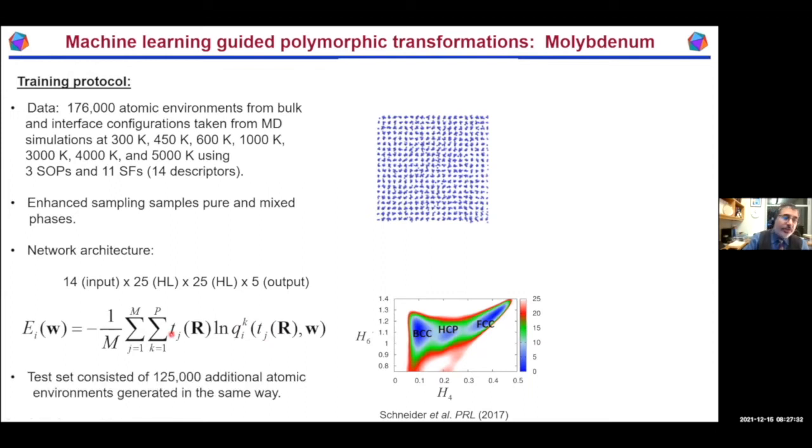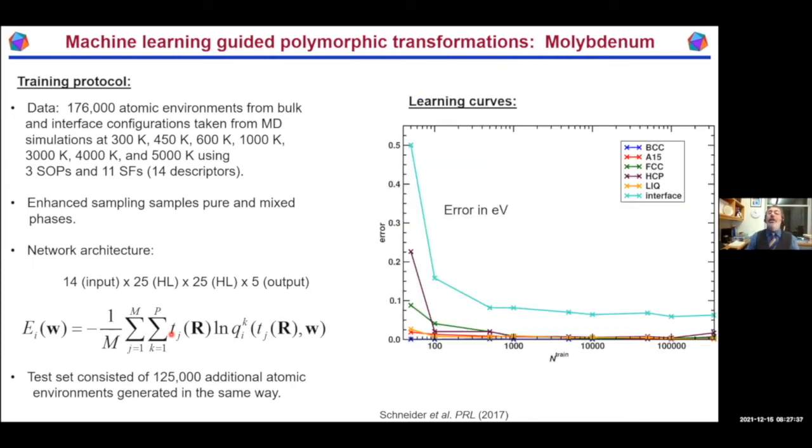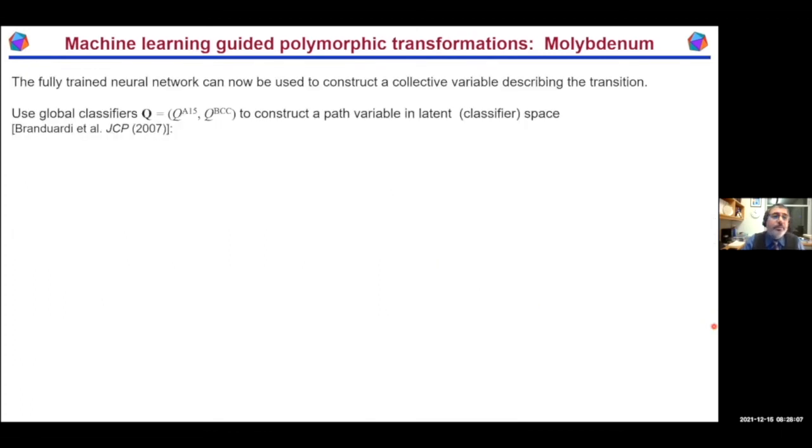And then you create a test set by siphoning off 125 additional environments, and you get a learning curve that looks like this. You can see that you do pretty well for all of the pure phases, the 5 phases, and this includes disordered phases that we call liquid phases. For those that are interfacial, mixed phases, it's a little bit harder to get good classification, but even here, the error is less than 0.1. So we have about 94 to 95% classification accuracy, even for the interfacial ones.